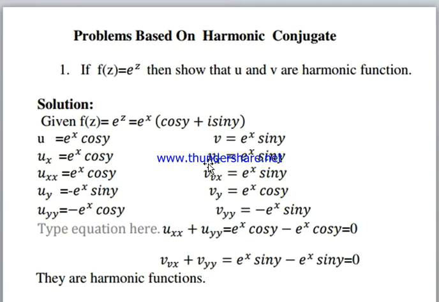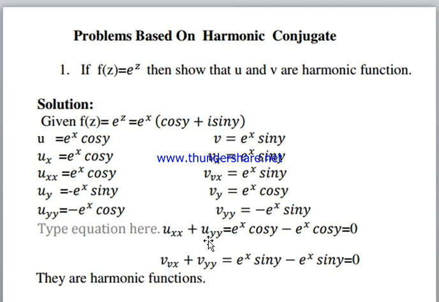Going to v equal to e^x sin y, ∂v/∂x equals e^x sin y. Differentiating again, ∂²v/∂x², that is v_xx, is again e^x sin y. Next, ∂v/∂y, v_y, with respect to y: e^x is constant and the derivative of sin y is cos y. Next, ∂²v/∂y²: here e^x is constant and the derivative of cos y is minus sin y.